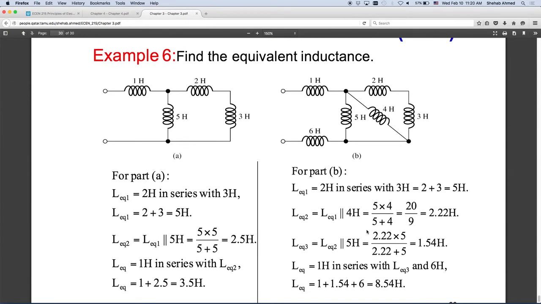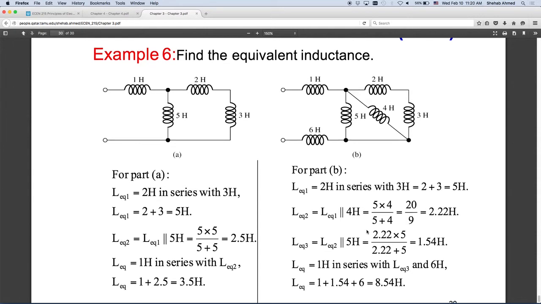Simplifying circuits with inductors is similar to what we've done before for resistors and capacitors. So if you have, for example, a circuit that looks like this, how would you work with this? This 2 Henry is in series with 3 Henry. You just add them up, right? So this is 5 Henry. 5 Henry parallel with 5 Henry is what? Which is 2.5. Anytime you have two equal elements in parallel, the equivalent is half of it. So that's 2.5 Henry, in series with 1, so you end up with 3.5 Henry.